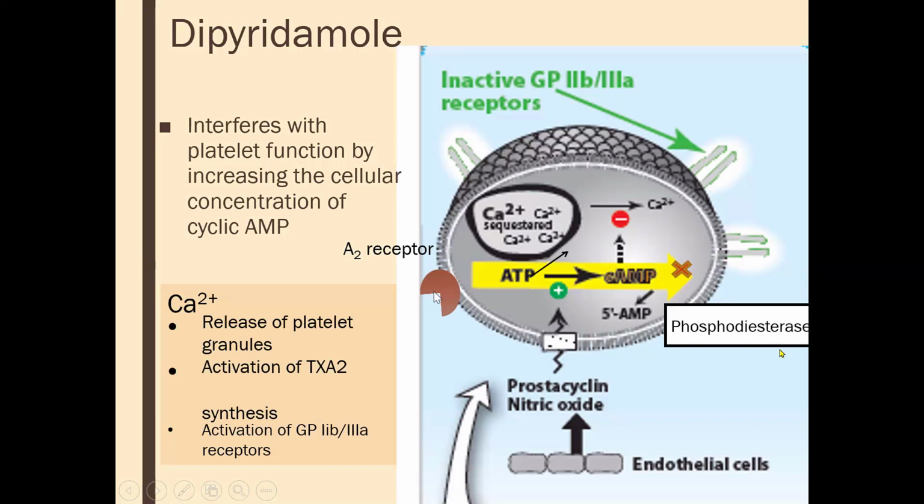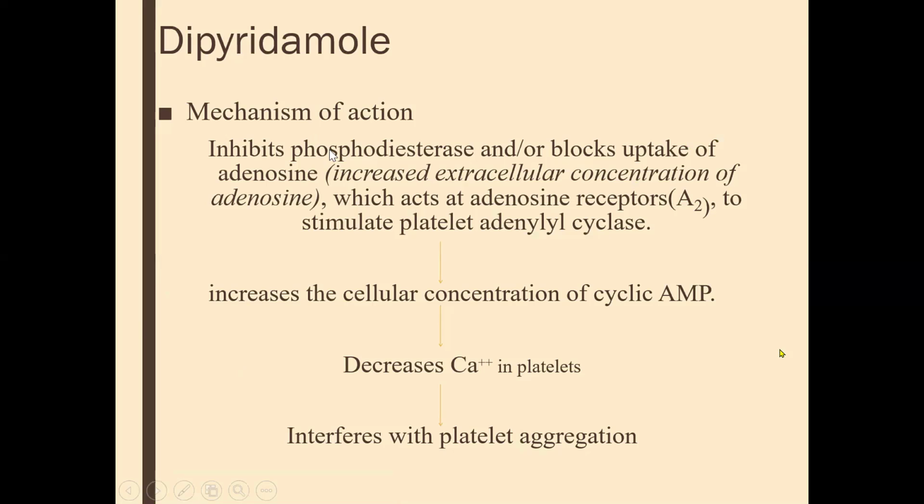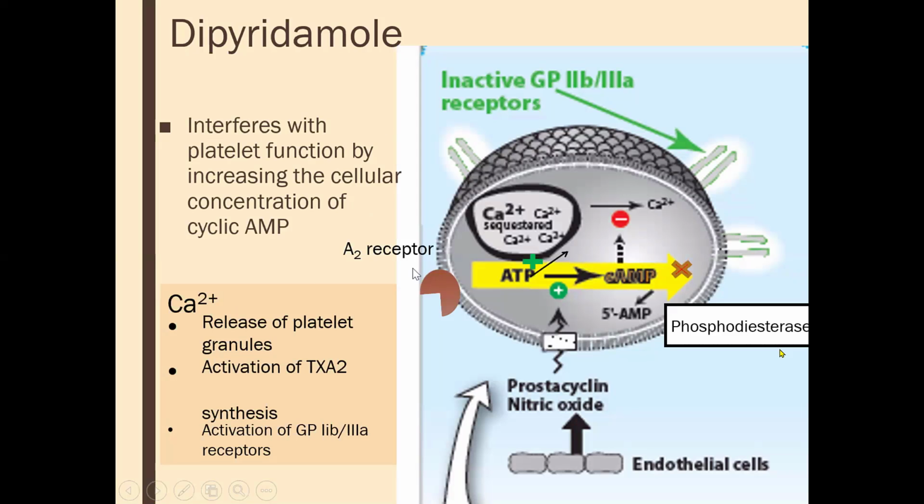Right? Okay, just see here. This is the adenosine receptor, the A2 receptor. It activates this receptor so that there is an increase in cAMP formation, right? So it inhibits phosphodiesterase and or blocks uptake of adenosine. When uptake of adenosine is inhibited, more adenosine will be available extracellularly so that it can act on the adenosine receptor and activate this pathway. If this pathway is activated, it means an increase in cAMP again.